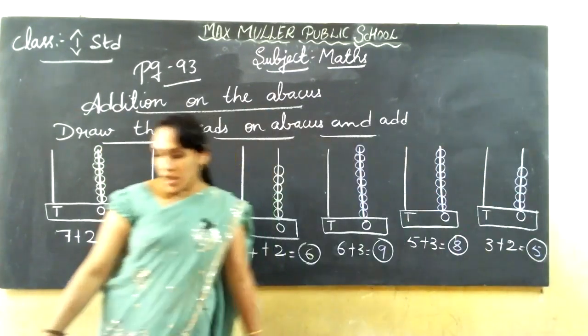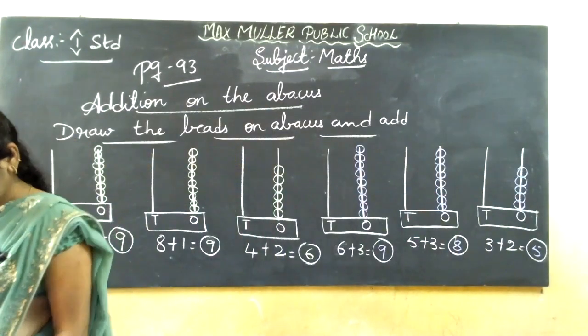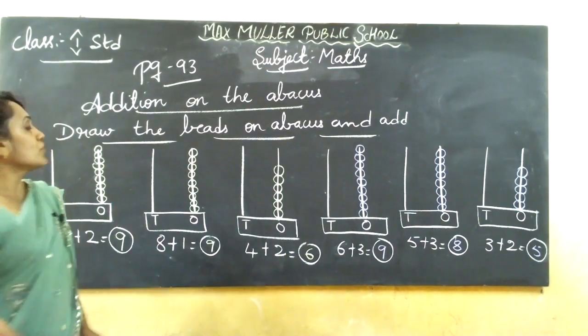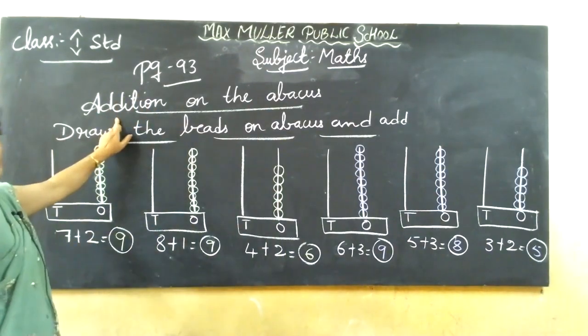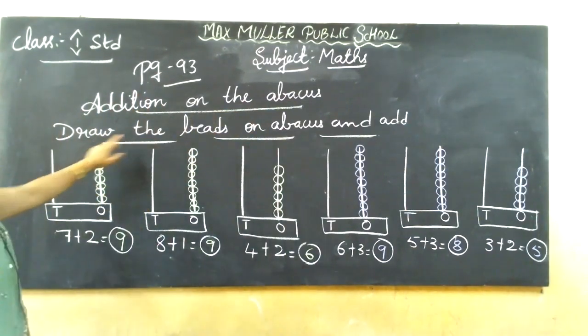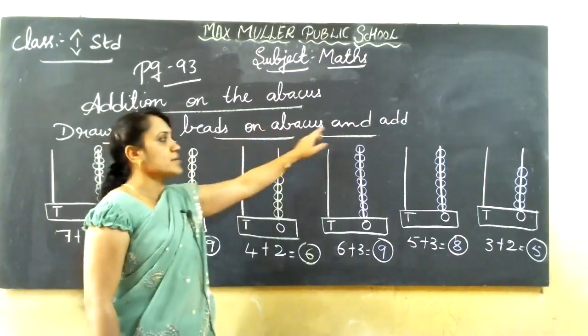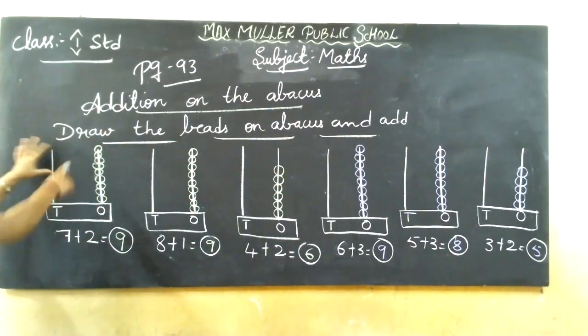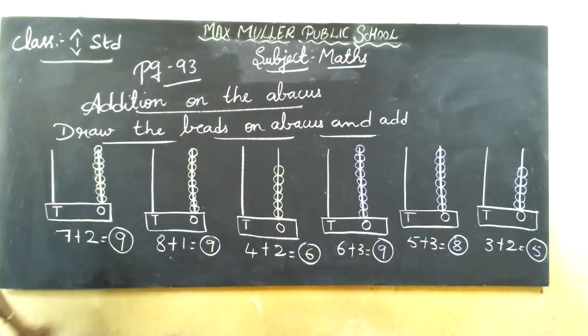So this main, I'll explain one more time. Understand properly. See, you will open page 93. In that, this is there: addition on the abacus. Then read the heading: draw the beads on abacus and add. It means you should draw the beads on the abacus. This is the abacus. What you draw here, those are the beads. Add means addition. 7 plus 2 they have printed.